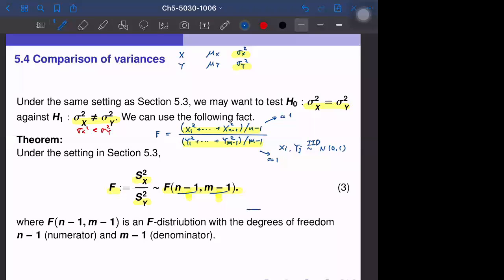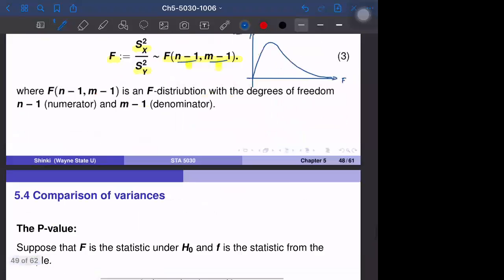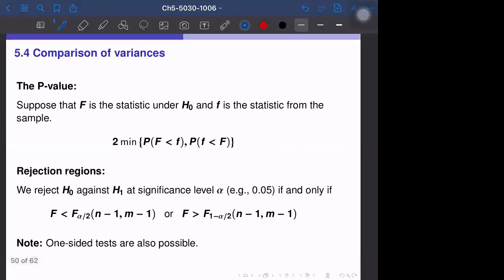So the F distribution is a skewed distribution of this shape. The shape also depends on m and n, but roughly speaking, this is the density function of F. So using this theorem, we can test this H0 against H1. And the p-value is calculated by this formula.